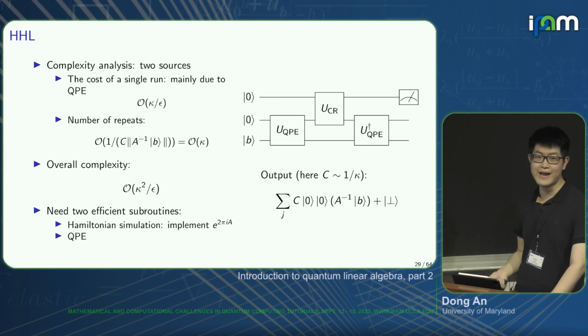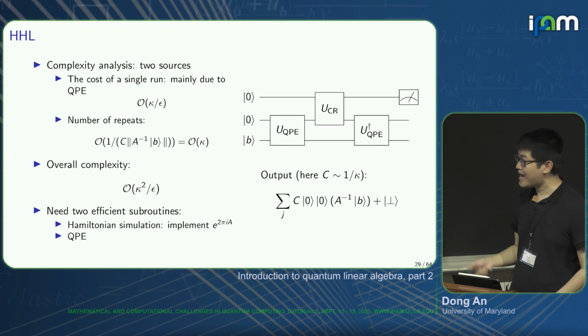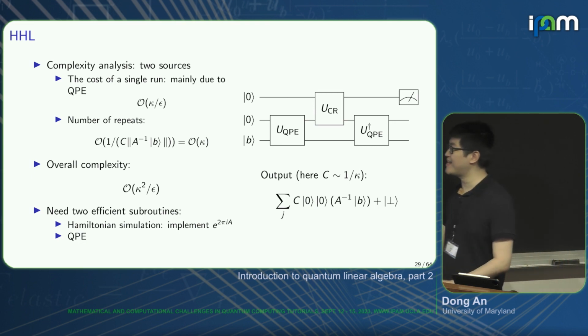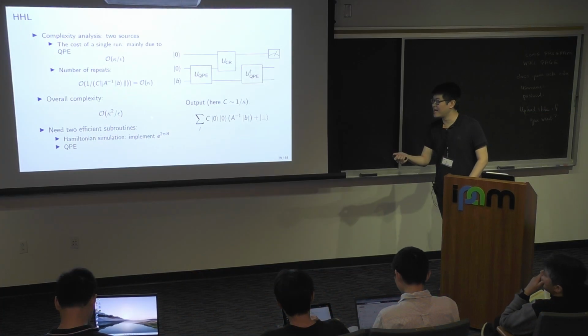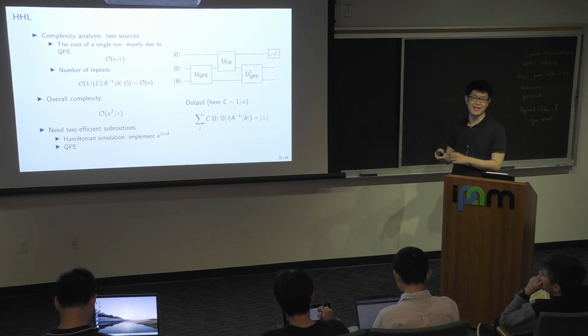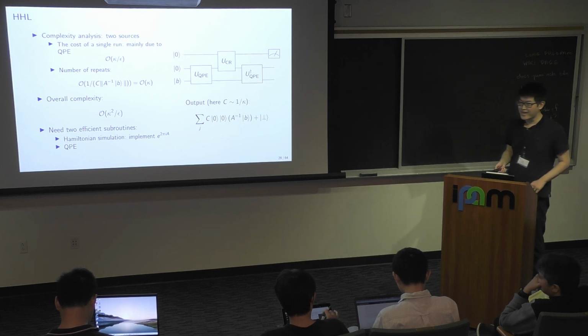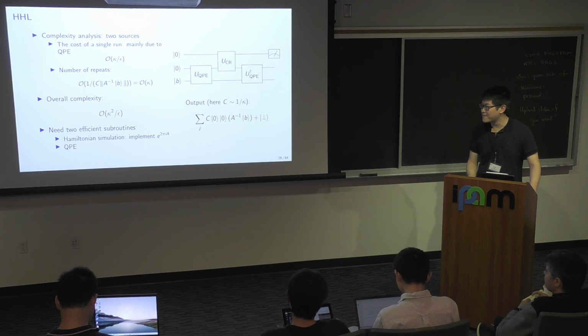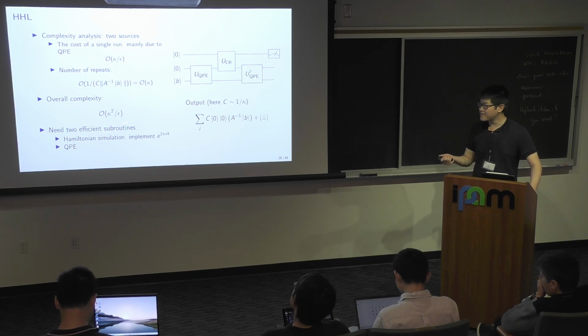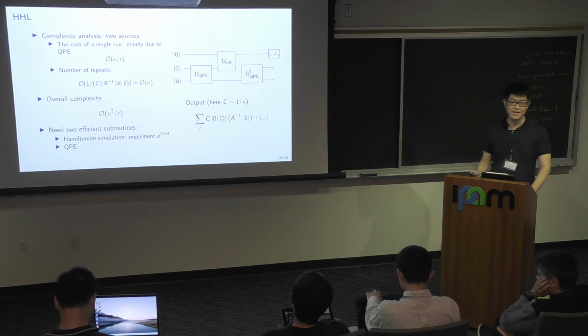We have kappa squared over epsilon, and after this first quantum algorithm, people were not very satisfied with this complexity. We always want to improve the dependence on both kappa and epsilon. So here I will present two possible methods of improving this kappa and epsilon dependence.